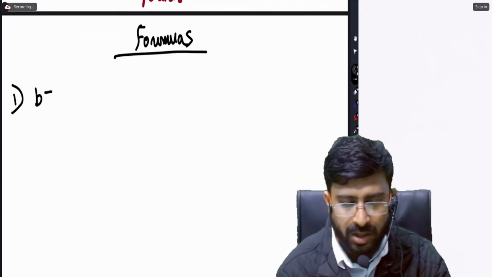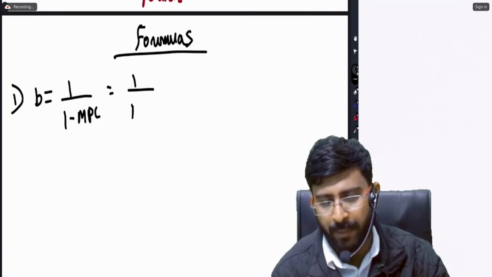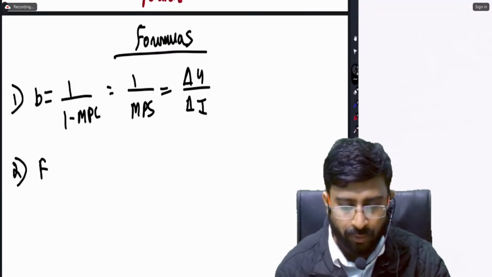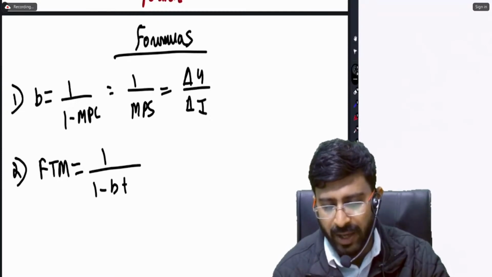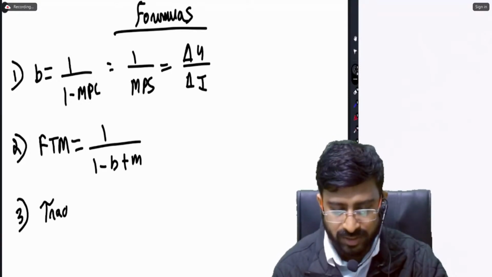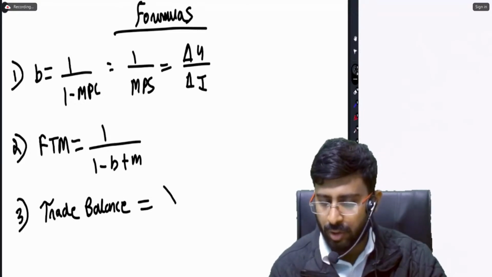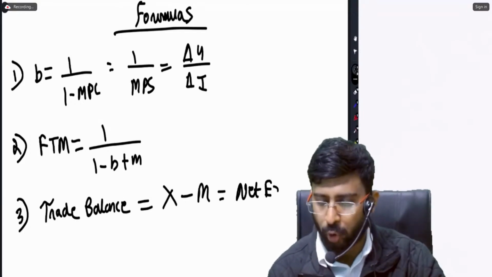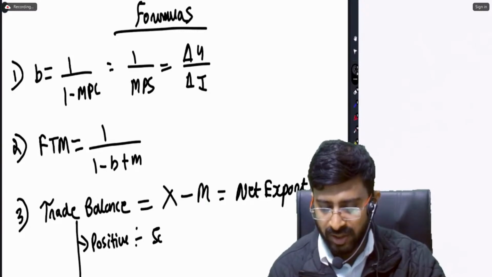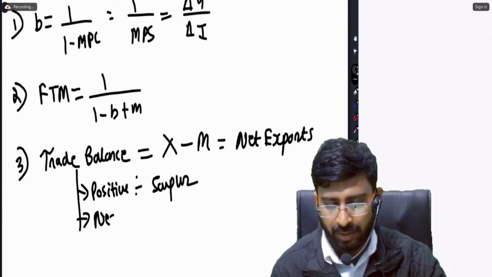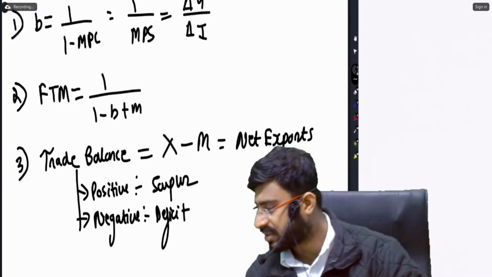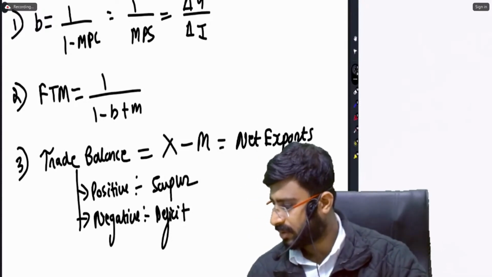Number one, B is equal to 1 by 1 minus MPC equals 1 by MPS equals change in income by change in investment. Number two, foreign trade multiplier equals 1 by 1 minus B plus M. Number 3, trade balance equals export minus import, which is net exports. If it comes positive, we say it is surplus. If it comes negative, we say it is deficit. Right.